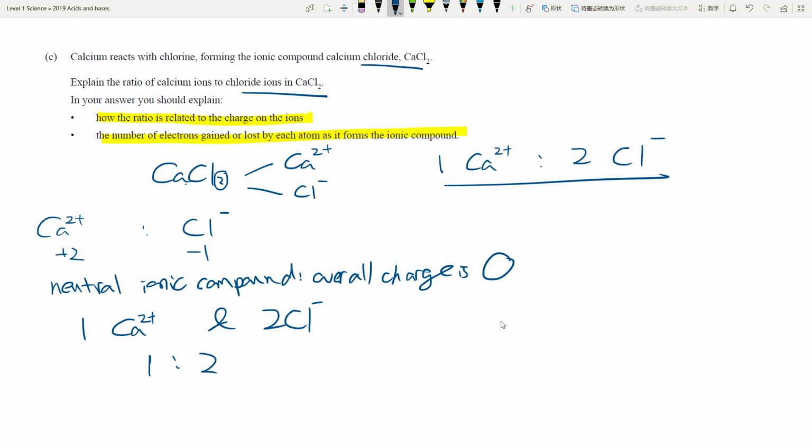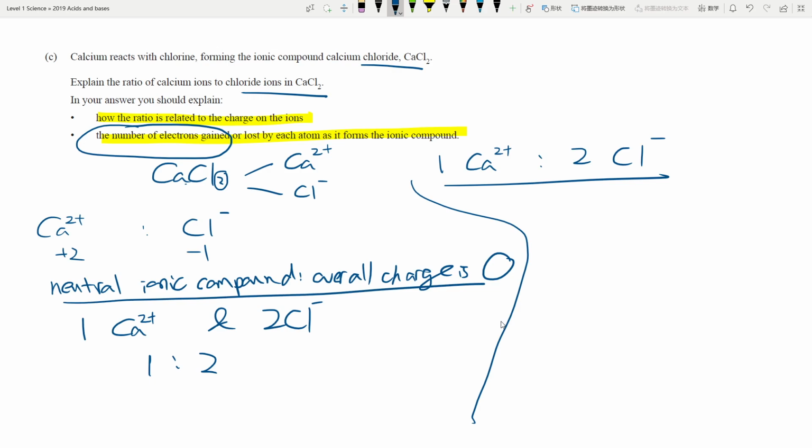This is where like 95% of the people that attempted this question will just do that, and then you get a merit, and then you're really sad because you felt that you knew this question. But why did you miss out the merit? Because you didn't read the question properly. You didn't talk about the number of electrons gained or lost. So this is purely on charge. We want to talk about the ionic compound having a neutral charge, which is 0. But we can further explain that using the number of electrons.